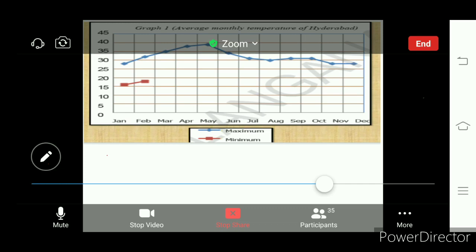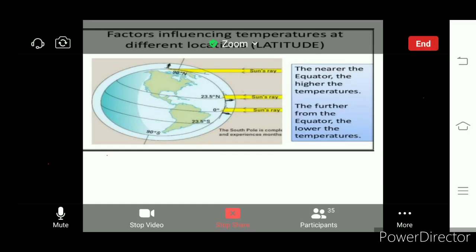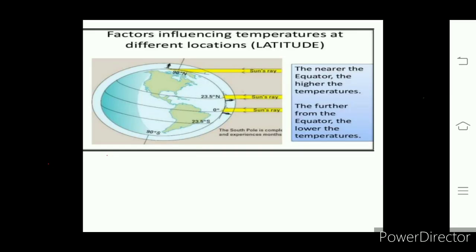Hyderabad district. In this way the temperature is recorded, and the factor influencing the temperatures at different locations is latitude. So latitude is a factor. It decides the temperature recorded on the earth surface.